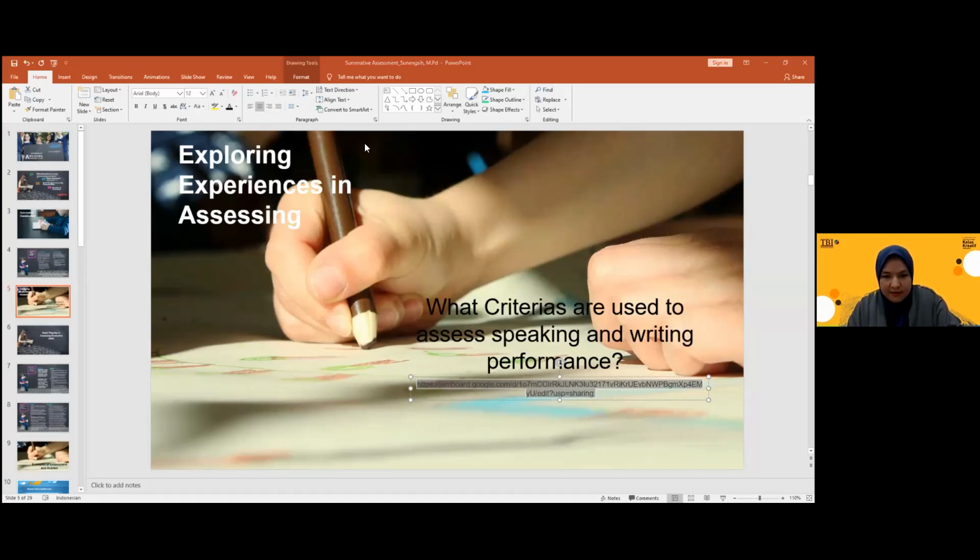Okay, in Jamboard, I'm waiting for your response. I will give you some time to write. Okay, I see 7 people enter the room. So please write your ideas. What criteria are used by you, based on your experience, to assess speaking performance? You can use sticky notes with various colors. Do not forget that there is the second slide about the criteria to assess writing performance.